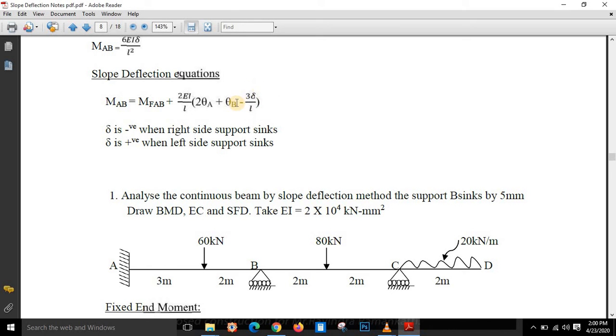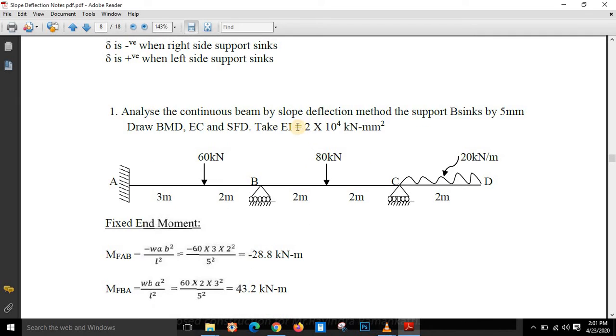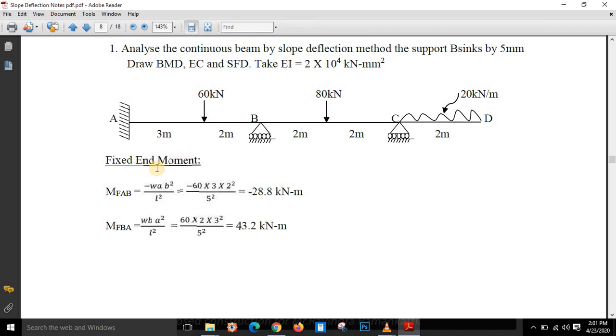So to understand it better, let us consider an example. Analyze the continuous beam by slope deflection method. The support B, remember this support B sinks by 5 mm. So draw a bending moment diagram, elastic curve and shear force diagram. Take EI value is equal to 2 into 10 to the power 4 kilonewton mm square. Remember it is given in kilonewton and it is given in mm. So we need to convert it to meters.